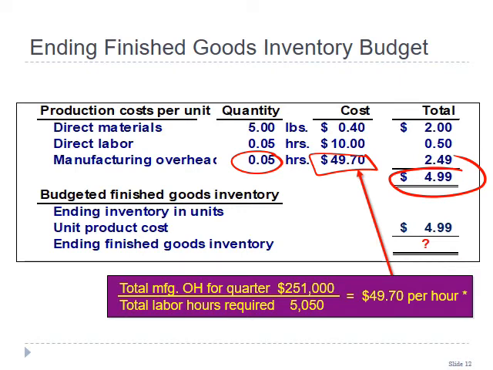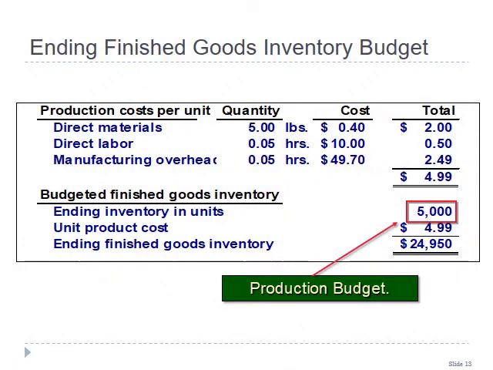So now we will discuss the cost of finished goods inventory. We know from our production budget that our ending inventory is going to be 5,000. So 5,000 multiplied by our total manufacturing cost of 4.99 is going to be our ending inventory cost. That's going to be our balance sheet item, because on the balance sheet inventory is written at cost, which is 24,950.